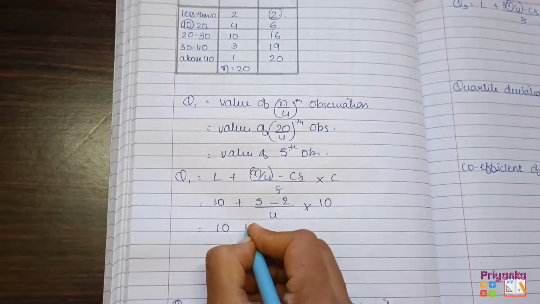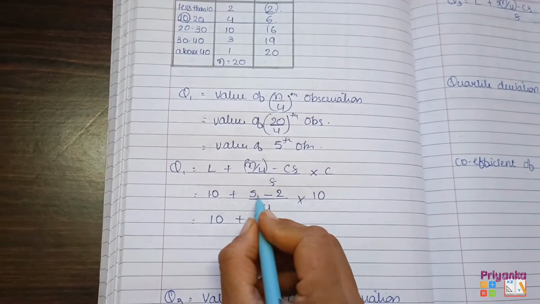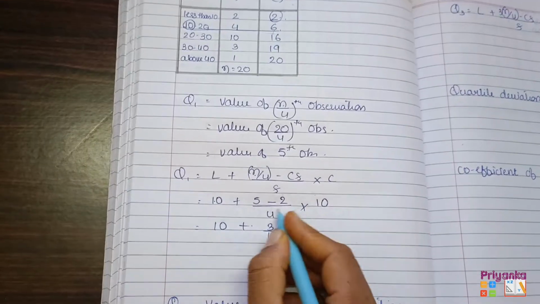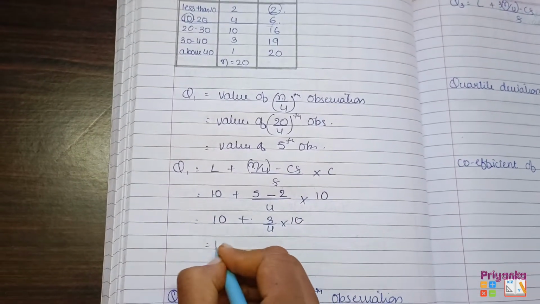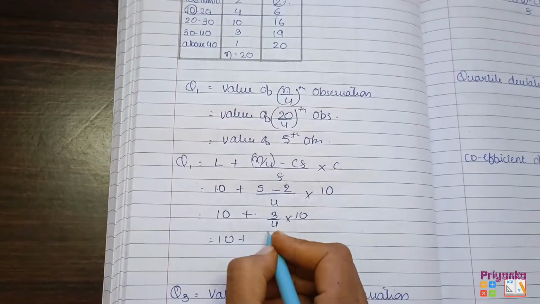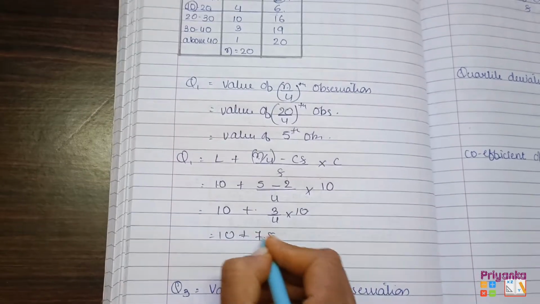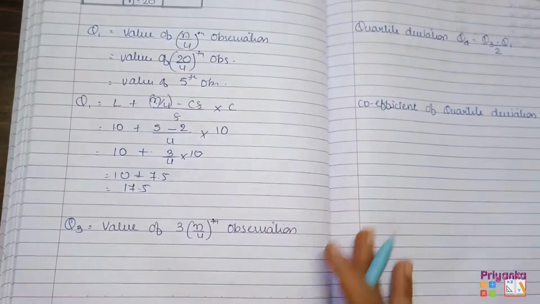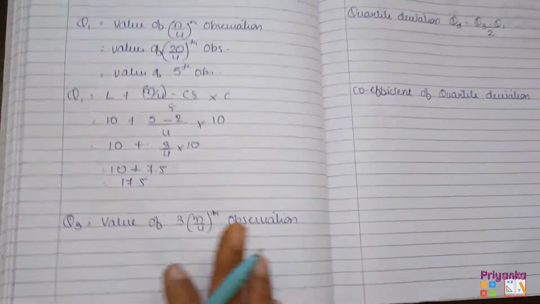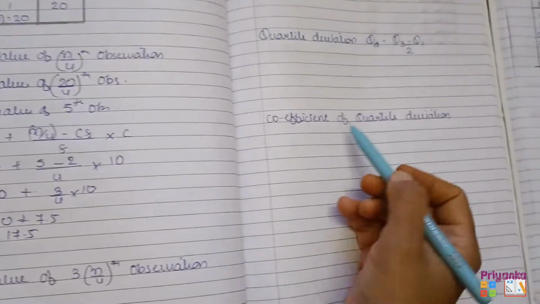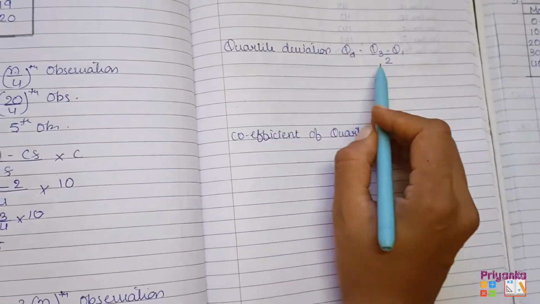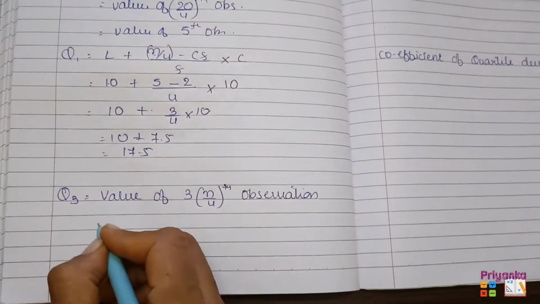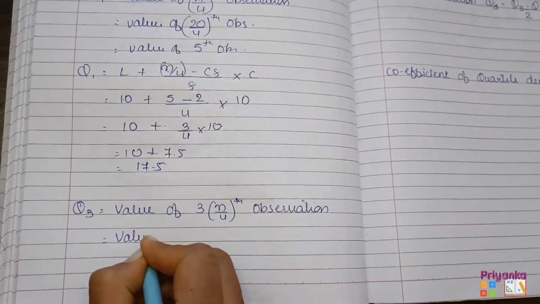Now 10 plus, here 5 minus 2 will be 3, upon 4, into 10. Remove the calculation of this, that is 10 plus, if you remove the calculation you will get 7.5, and add it with 10, that is 17.5. And here we complete the first quartile. Now we'll find the third quartile, as in the quartile deviation we need Q3 minus Q1. So first let's find Q3.